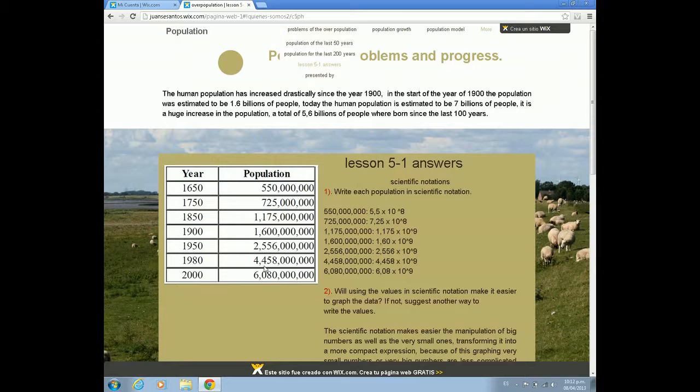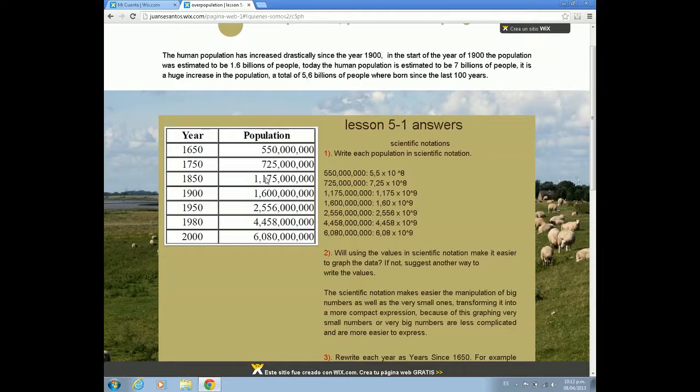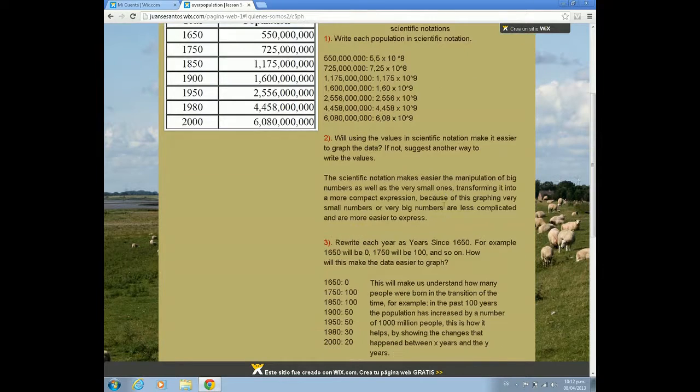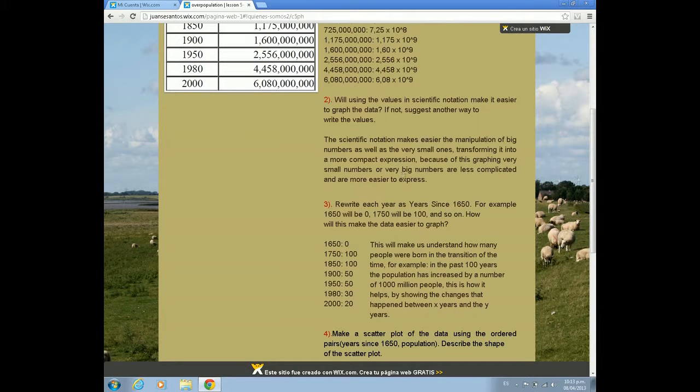Now with this graph or table, in the first question we converted those data to scientific notation, because in scientific notation we can express big numbers as smaller ones. So with scientific notation we can make it easier to graph.